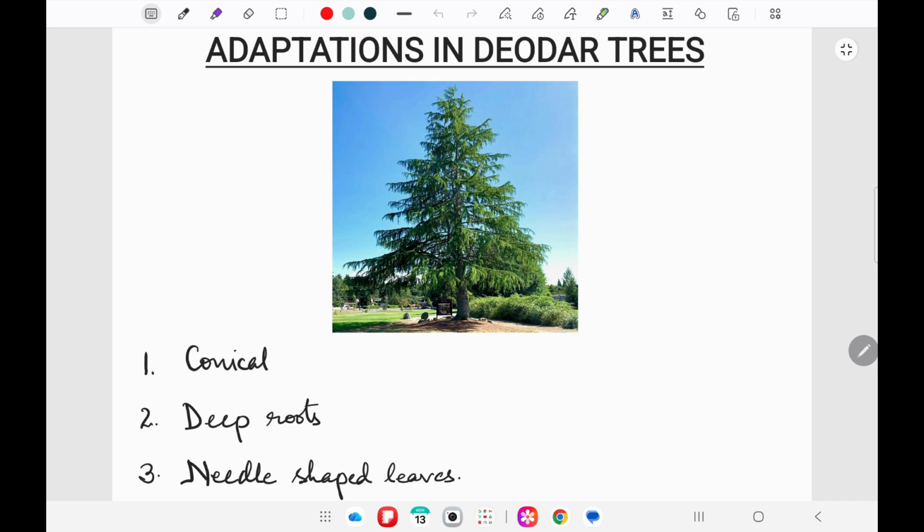We also learnt about the adaptation in deodar trees. These are the trees that we find in mountain areas. They are conical in shape so that the snow falling over them can slide off easily without breaking the stems. The deodar trees have very deep roots so that the roots can hold the tree strongly to the ground. Next, the deodar trees have needle-shaped leaves so that the leaves do not break when the snow falls on them.